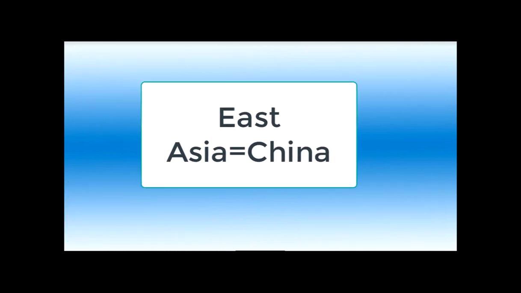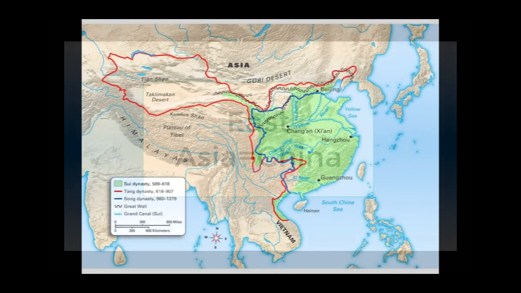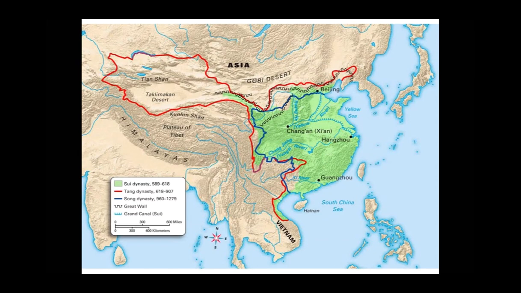East Asia is considered to be China. Okay, that's what we call East Asia. The big challenge there was, how do you manage such a large population? And you probably remember all the dynasties that we talked about this year. The ones we didn't talk about because they came before, at the very beginning, like the Qin and the Han, you don't have to know them for the test. We started off with the Sui, the Tang, and the Song.